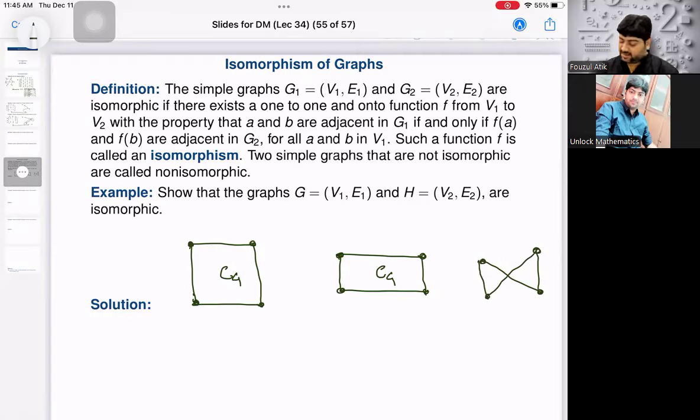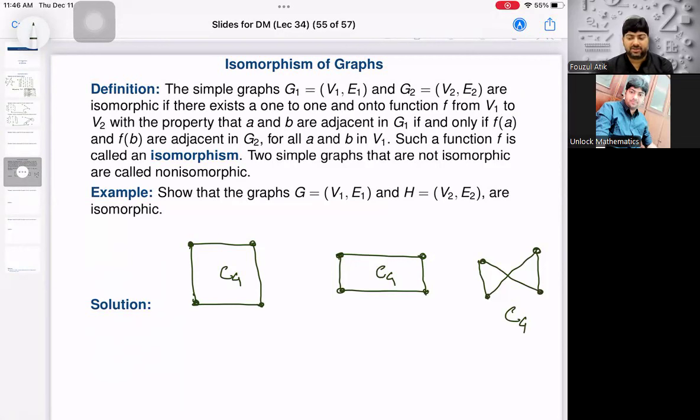This is still a cycle graph C4, although it does not look like a rectangle or square. It's like you twisted the rectangle, but it is the cycle graph C4. Right? So all these things I have just represented differently, but they are the same graph. All properties are the same for all three graphs.